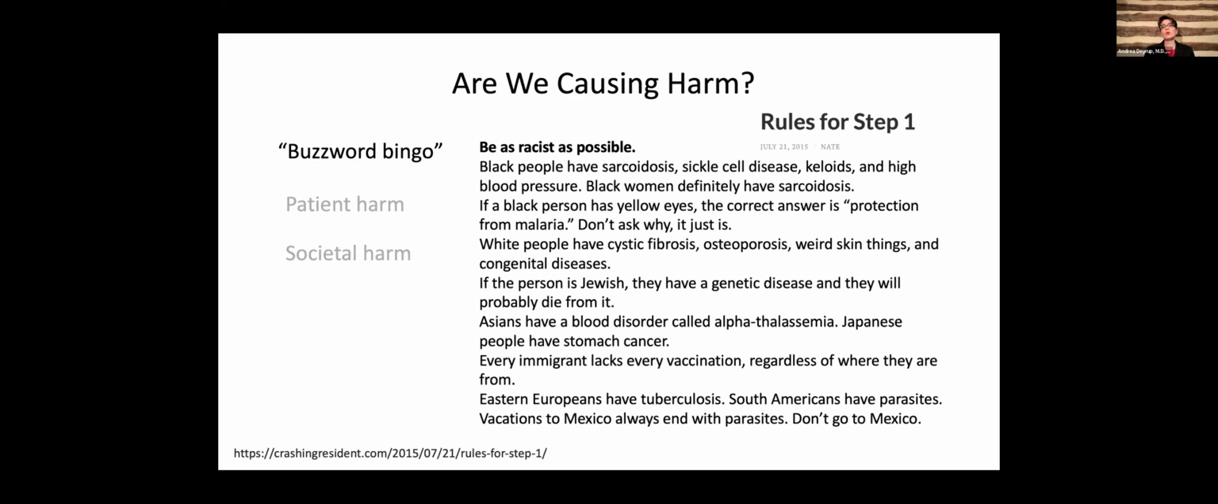Now, for those of us who have taken our boards, who are residents, fellows, and attendings, I think we will recognize these associations as things that we ourselves learned as we prepared for the boards. These were buzzwords. As you skim down the vignette, if you saw the patient was listed as African-American and had a variety of symptoms, you might think, oh, sarcoidosis. Oh, it's a Black woman, it's gotta be sarcoidosis. So these associations come through.